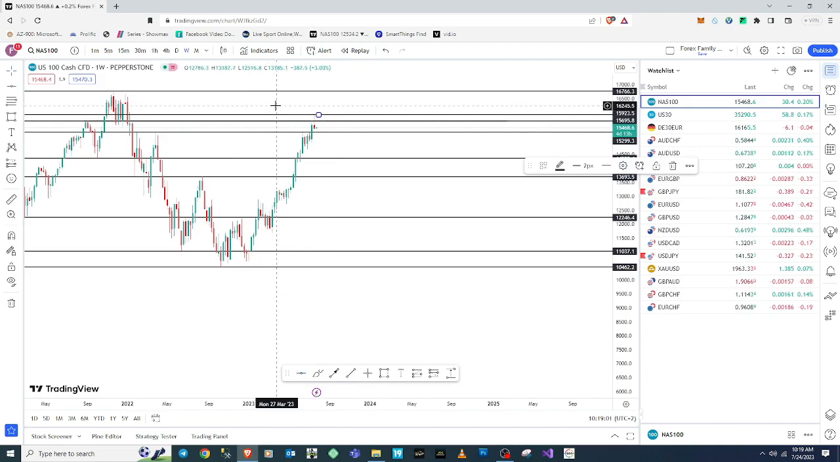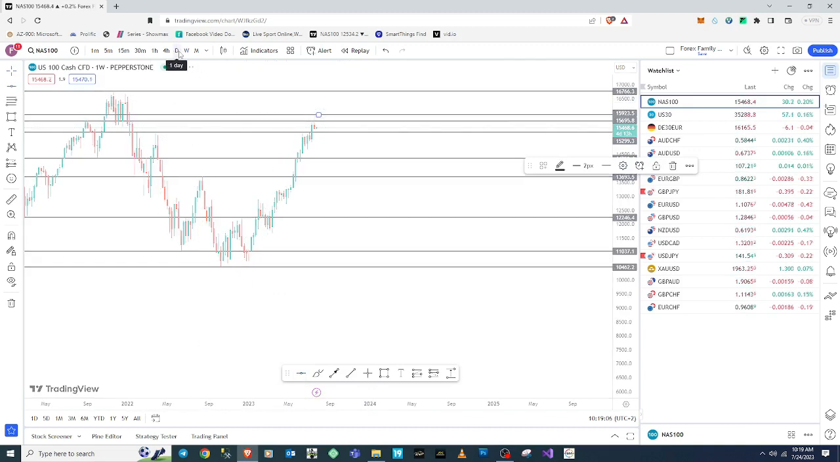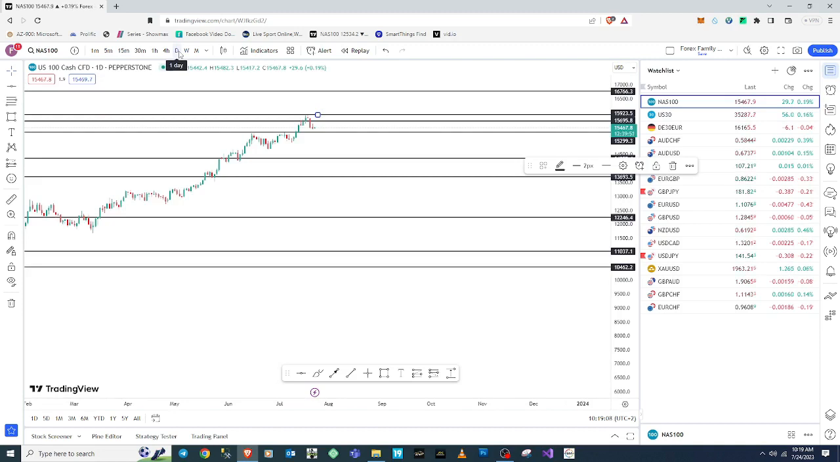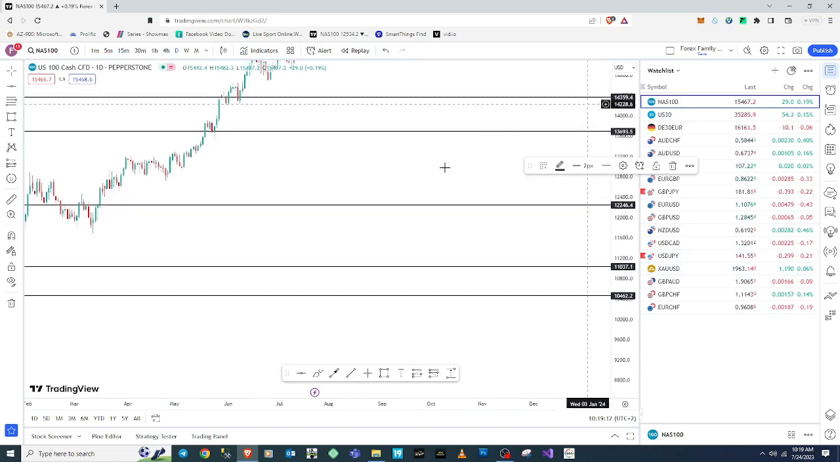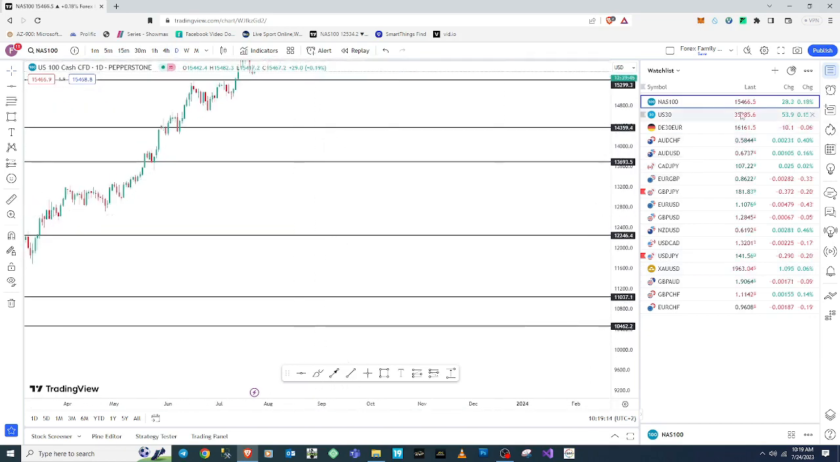Once we're done creating our zones, the next step is to go to the lower time frame and check the trend of the market. Where is the market going? If you catch the trend of the market, this is how we always analyze guys.